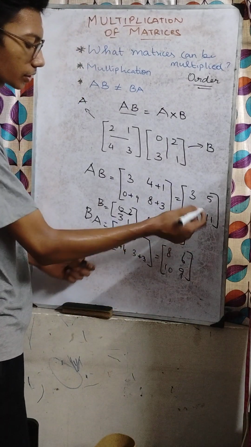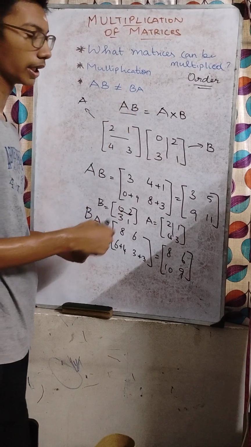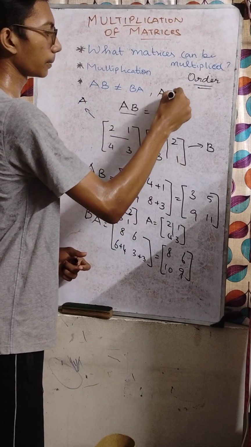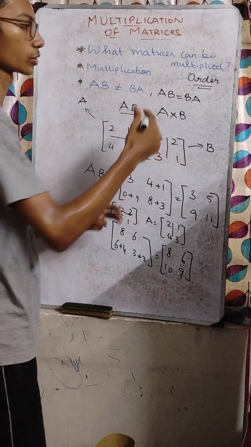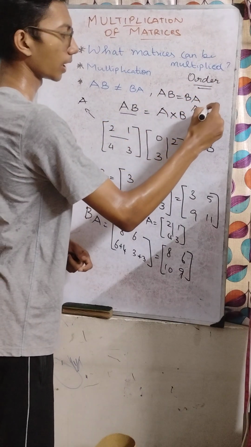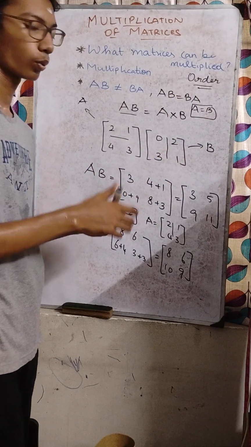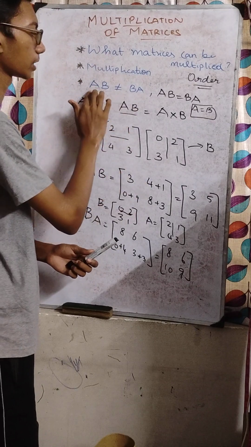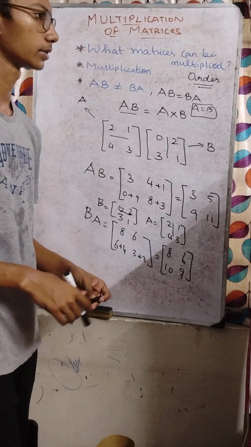So these two matrices are not equal, as we can clearly see. So AB is not equal to BA. Or we can say AB is equal to BA with some restrictions. For example, if A equals B, then this becomes equal. That is one situation or one condition where this will be true. But in most cases, AB is not equal to BA. So that's it about multiplication of matrices. Thank you.